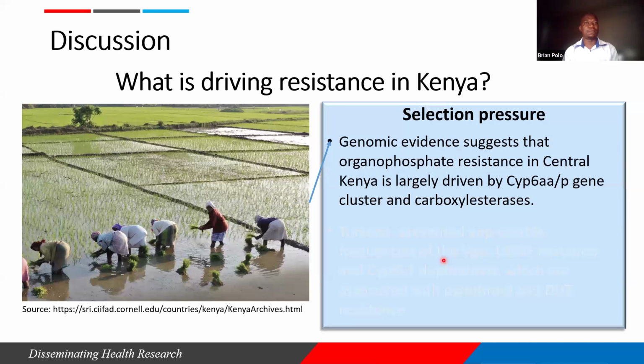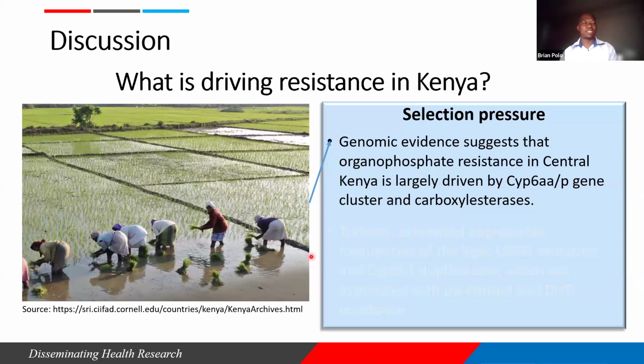Does that rule out selection pressure? Not at all. In particular, I highlighted very high organophosphate resistance from our results in central Kenya. And particularly in Mwea, we have had reports of very large-scale rice farming. Also keen to note is that Mwea in particular is categorized as a low-risk area with less than 1% prevalence.